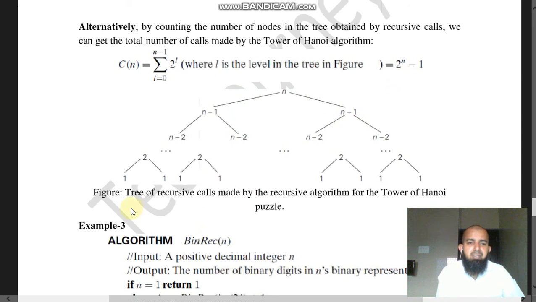Here n is divided into n minus 1, n minus 1. Again n minus 1 is divided into n minus 2, n minus 2, and here also n minus 2, n minus 2. At the last level, 2, 2, then again 2 is divided into 1, 1, 1, 1, 1, 1, 1, 1, like this. This is the tree of recursive calls made by the recursive algorithm for the Tower of Hanoi puzzle. Clear? This is about the Tower of Hanoi. Okay, thank you.